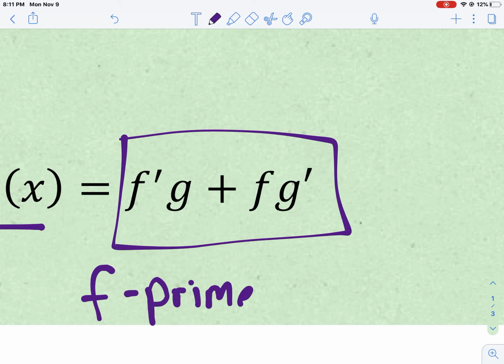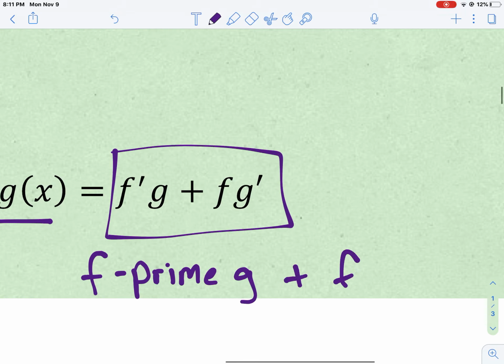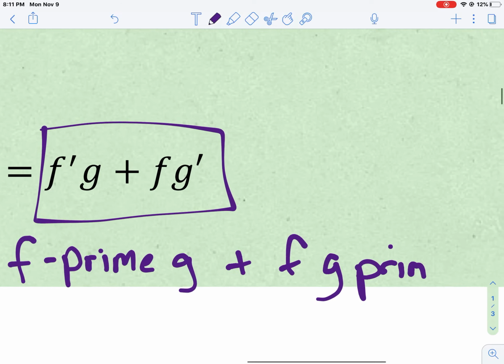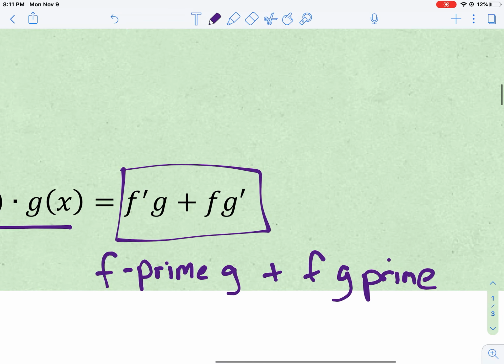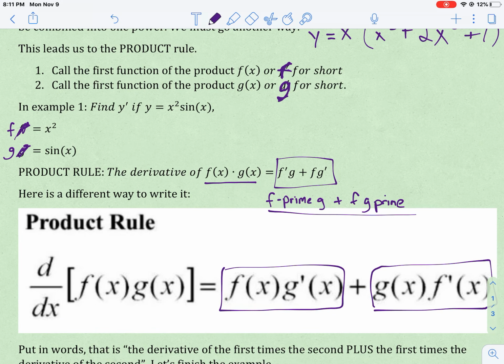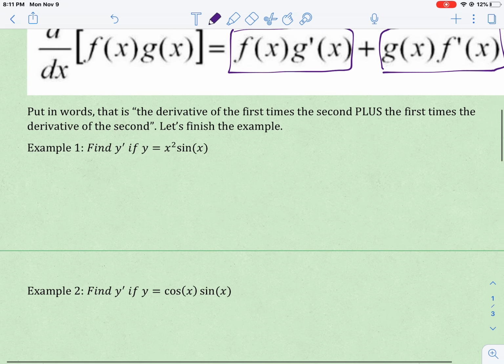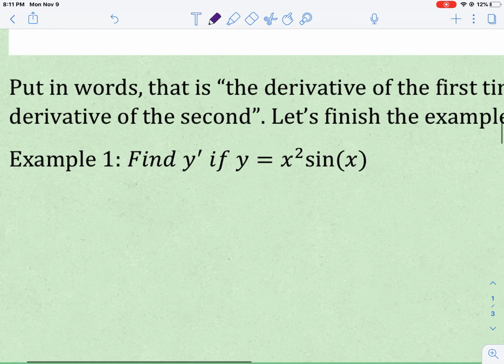F prime g, right, and you know those are multiplied, plus fg prime, okay? That's my favorite way to remember it. So that's what I'm going to tell you to remember. So if you can find a better way, but in any case, so how does this work out? So f prime g plus fg prime.